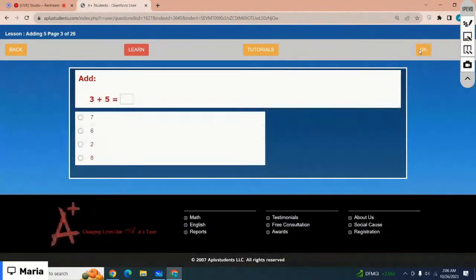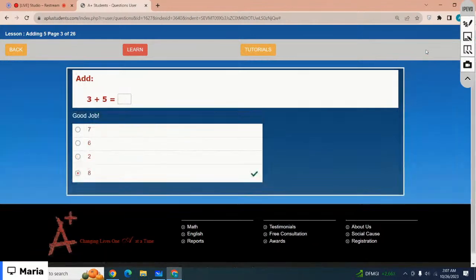Okay, the next one is 3 plus 5. Which is the correct option? 5 plus 3 makes... Start with 5, count forward 3. The correct option is 8. 5 plus 3 makes 8. Very good.